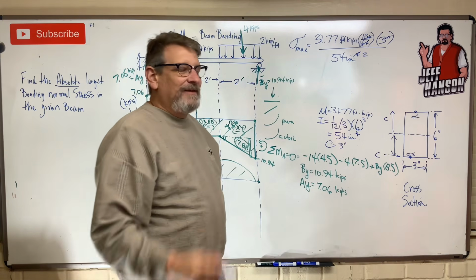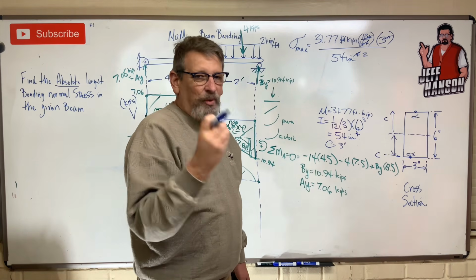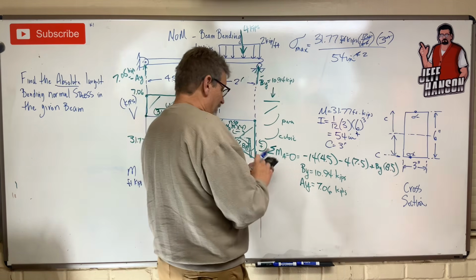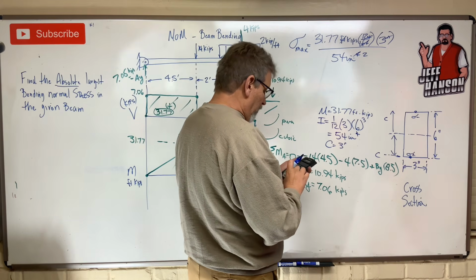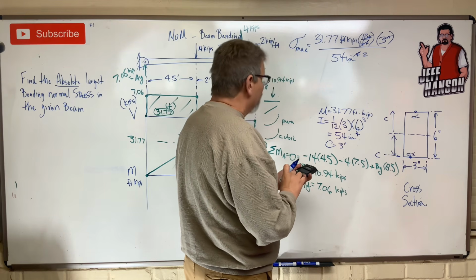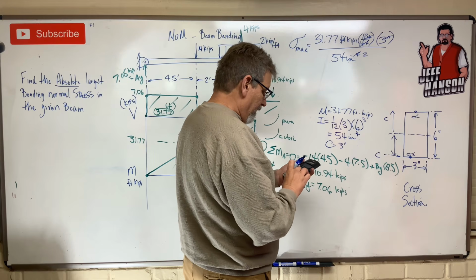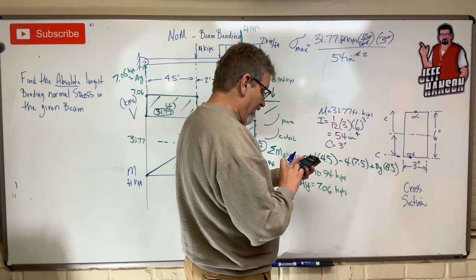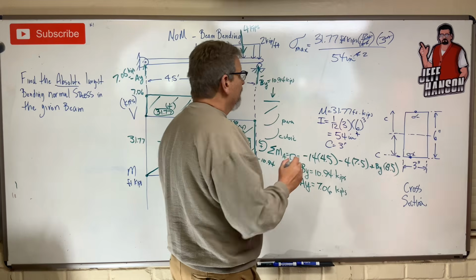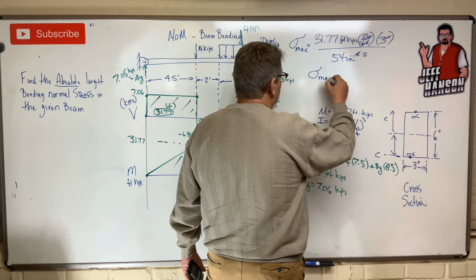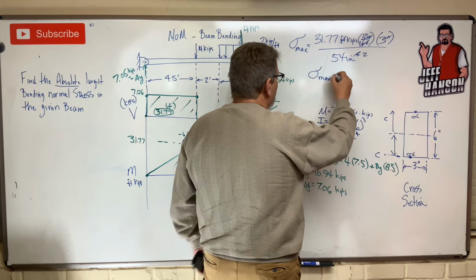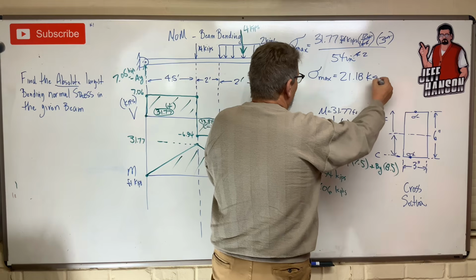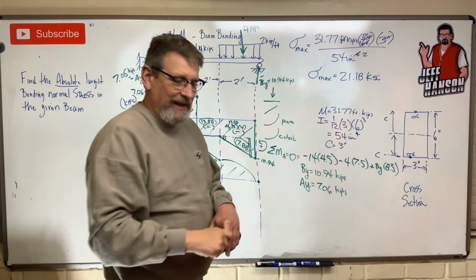We were doing right, but I'm telling you, the most important thing is, I've told you this 1,000 times on this channel, use your units on these, okay? Here we go, gang. 31.77 times 12 times 3 equals 1143, divided by 54 gives you sigma max, and that's absolute max, okay, is equal to 21.18 KSI, kips per square inch.